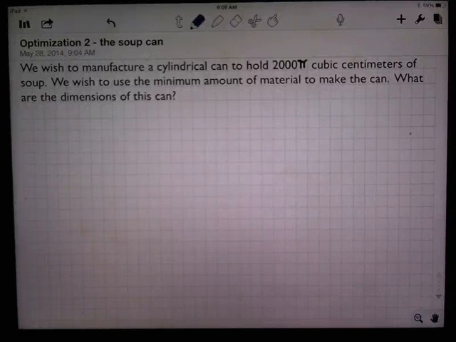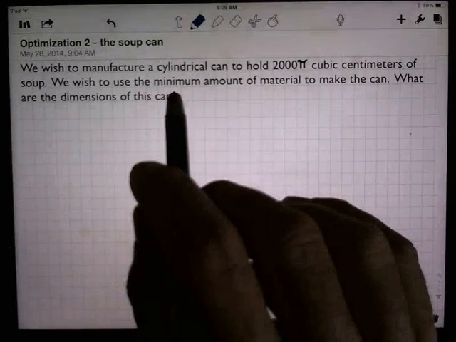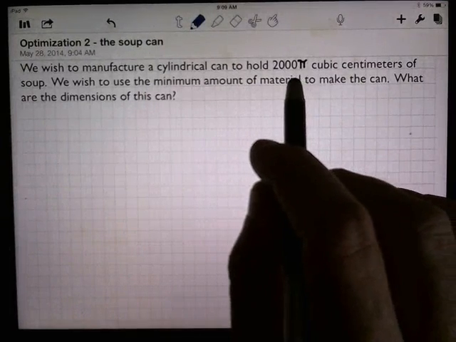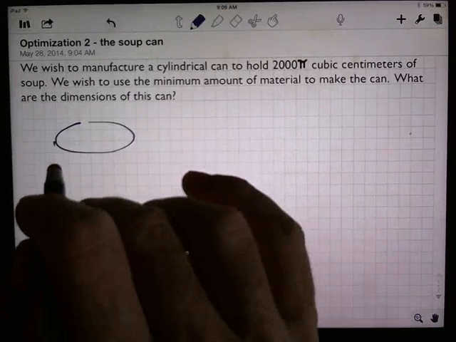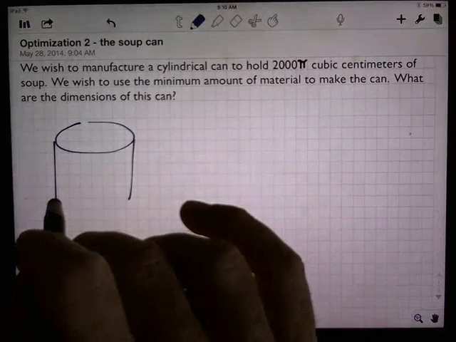All right, here's another classic optimization problem. We wish to manufacture a cylindrical can that can hold 2,000 pi cubic centimeters of soup.